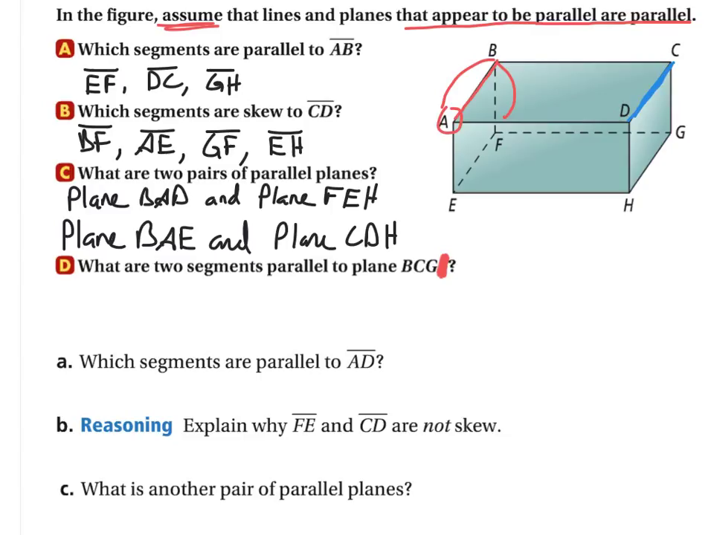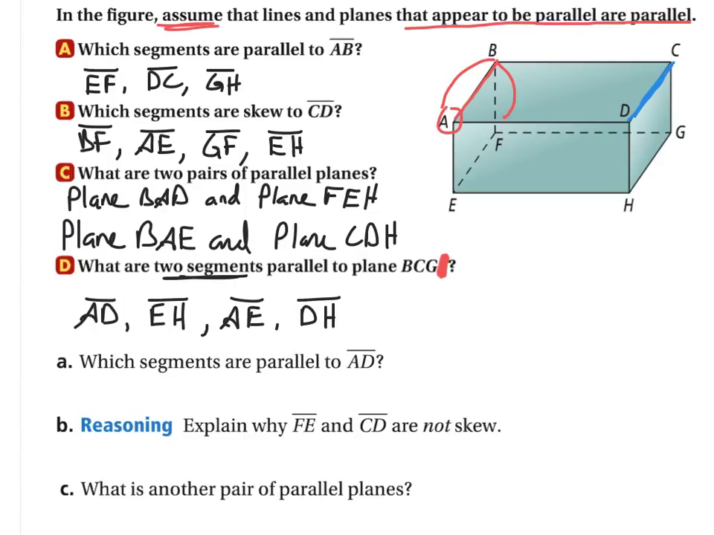BCG is the back of the box. So what two segments would be considered parallel? There's not more than two segments. There's actually four. Segments are parallel to that plane. What do you think? AD. Line segment AD, definitely. EH, definitely. AE and DH, excellent. All those are correct answers.